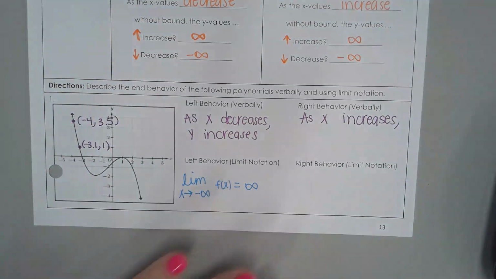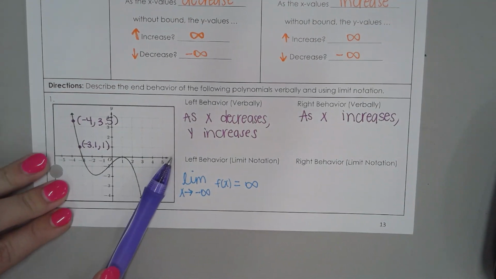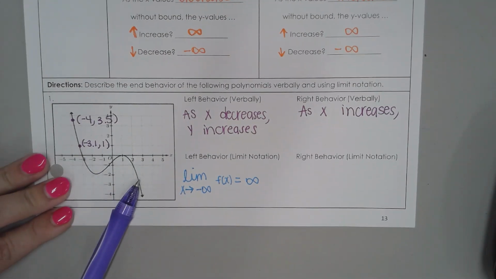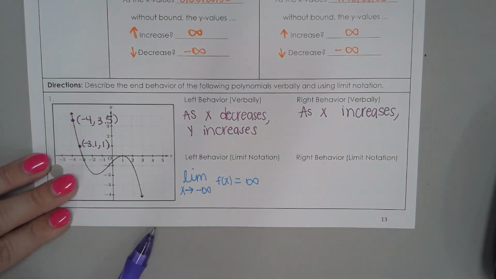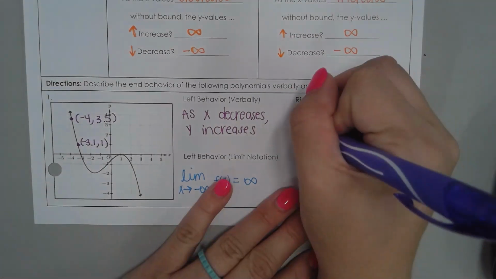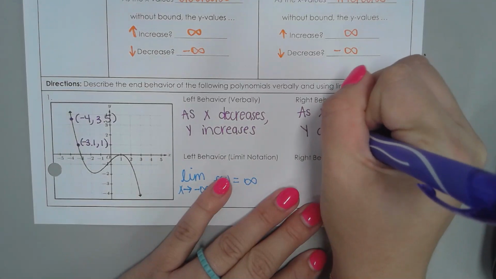Now on the right side, we would say as x increases, as I move to the right, my y's are going down. So my y decreases.